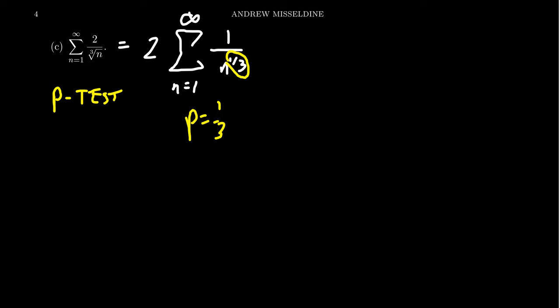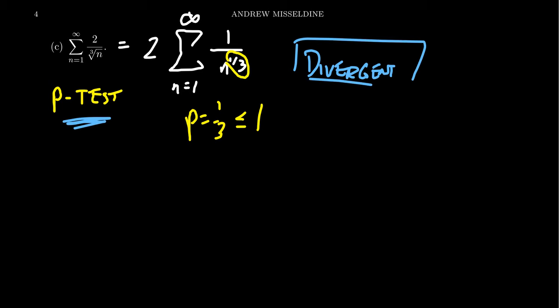Now, for the p-test, if p is greater than 1, the series converges. But if p is less than or equal to 1, it'll be divergent. Notice here, we're less than or equal to 1. And so I would conclude that this series is divergent. It's divergent, and this follows from the p-test.